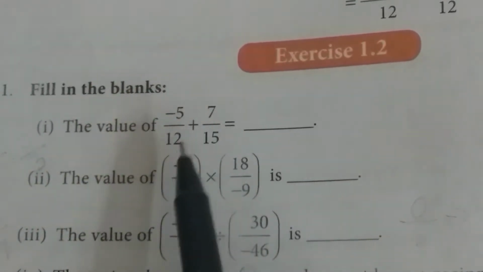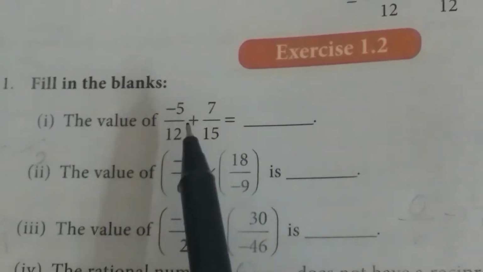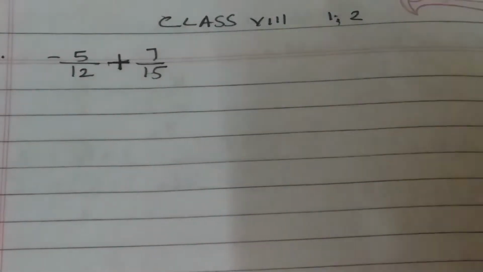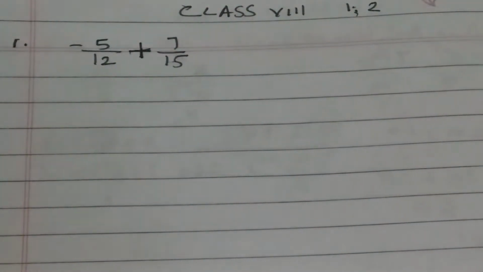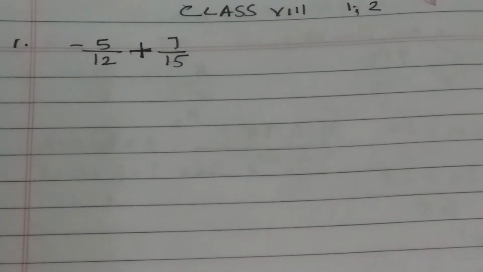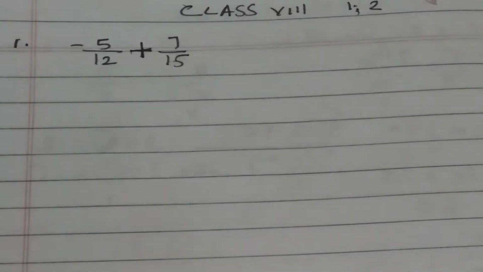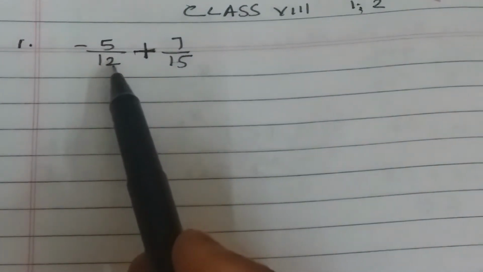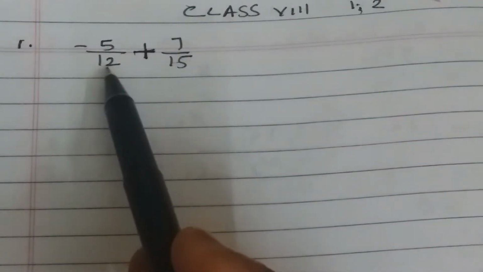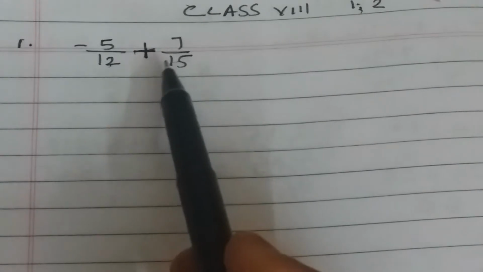Minus 5 by 12 is a rational number. 7 by 15 is a rational number and we have to add them both. So before we go into the sum, we should remember two things. For addition and subtraction, the denominators must be same. For multiplication and division, they can be same or different. We can directly get into the sum in multiplication and division. But in addition and subtraction, we can add only if the denominators are same.